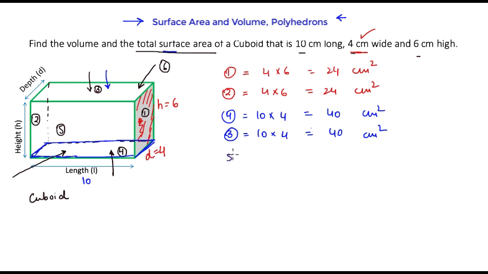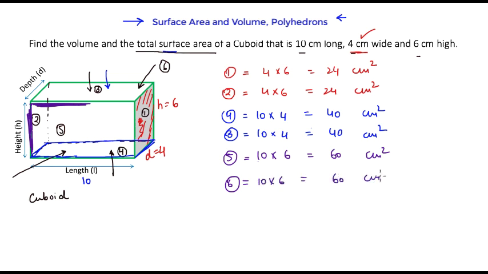So let's take a look at number 5 first. Face number 5 is this front view, the one that contains the length, which is 10 centimeters long, and the height, which is 6 centimeters long, right? So it will be nothing but a rectangle with dimensions 10 and 6. So it will be 60 centimeters square. And 6 will be nothing but a face identical to face number 5, except you are looking at it from the back side, right? But the area will be identical, so you can say it is 10 times 6, which will be 60 centimeters square.